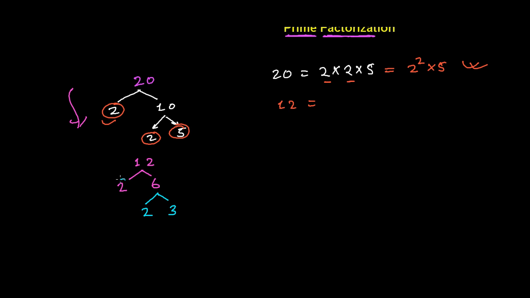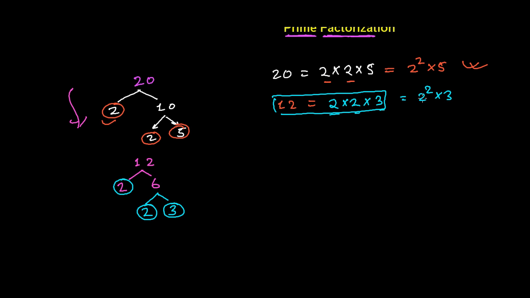So here this 2 is a prime number, this 2 is also a prime number, and this 3 is also a prime number. So 12 is actually 2 times 2 times 3. These 2, 2, 3 are all prime numbers and prime factors of 12. That's why this representation of 12 is called the prime factorization of 12. If you want, you can write 2 squared times 3, because 2 has been repeated 2 times.